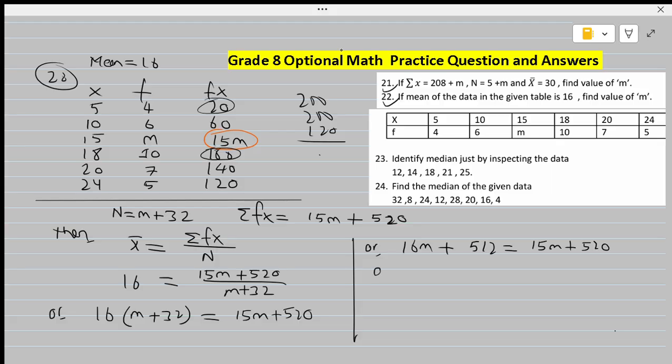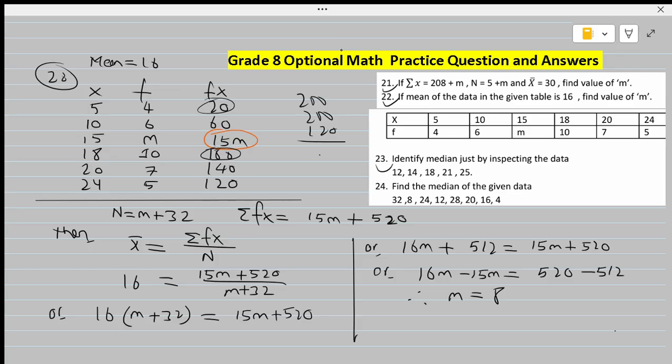Now bring the m terms together: 16m on the left, so I bring 15m to this side, and 520 on the right, and let's send 512 to that side. If you subtract 15m from 16m you get a single m, and if you subtract 512 from 520 you get 8. Therefore the value of m is 8. So we are done with number 22.